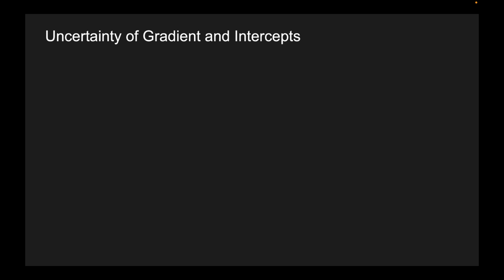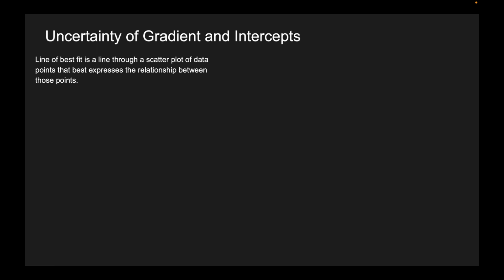You should also include uncertainty of the gradient and intercepts of your graph in internal assessment. Firstly, when you draw your graph, of course your data will not be perfect, and the line also will not pass all the data points. Therefore, you will draw a line of best fit.